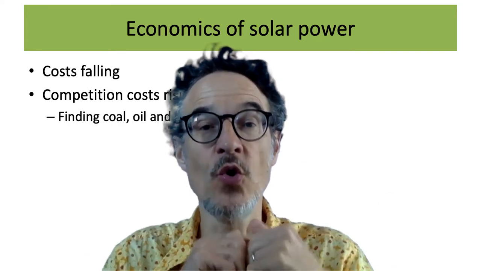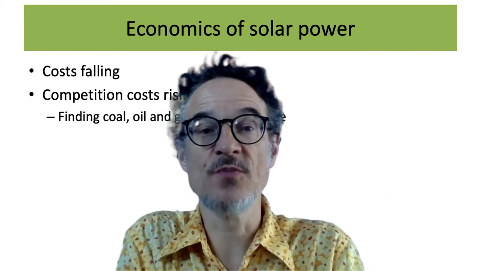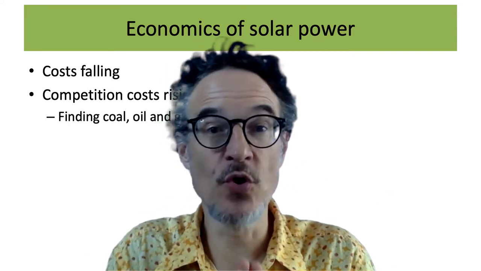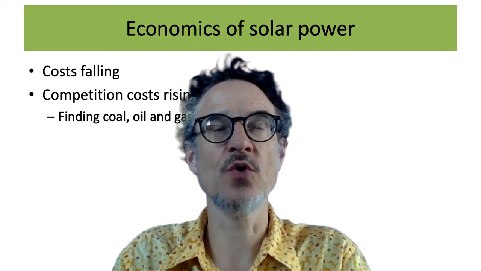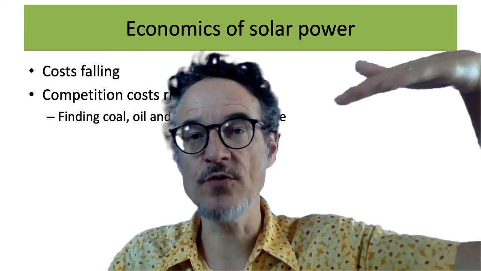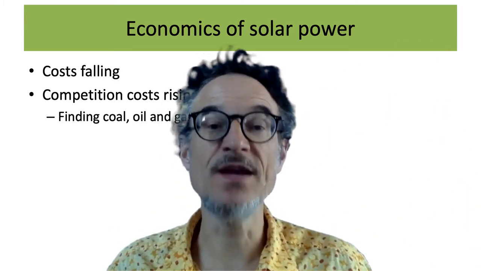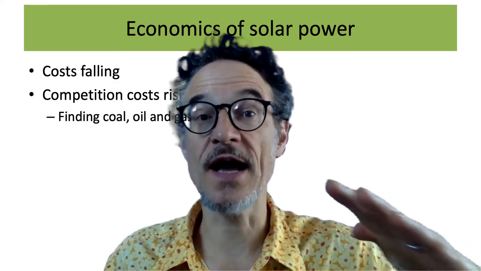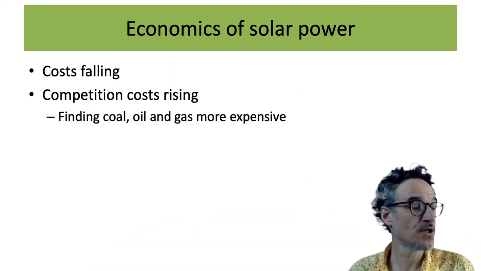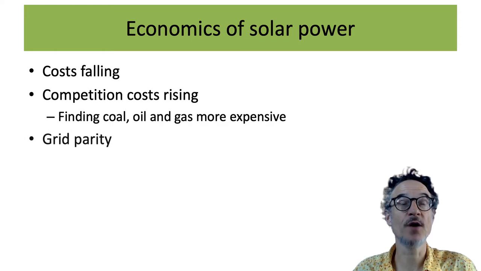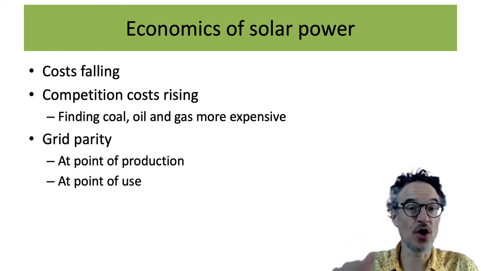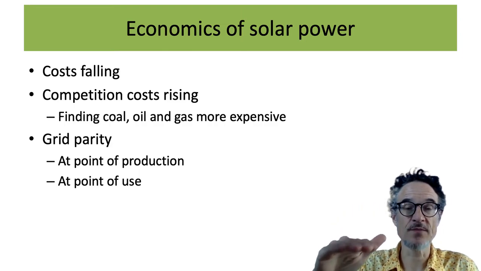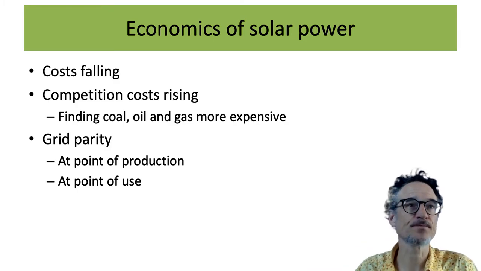As we use more coal, as we use more oil, as we use more gas, it becomes more difficult to find and more expensive to dig out. So the cost of solar is going down, and meanwhile the cost of coal and oil and gas is going up. So what will happen is what's called grid parity, and this is when the cost of solar power becomes as cheap as the other options.